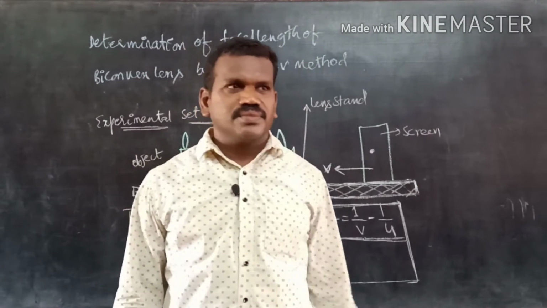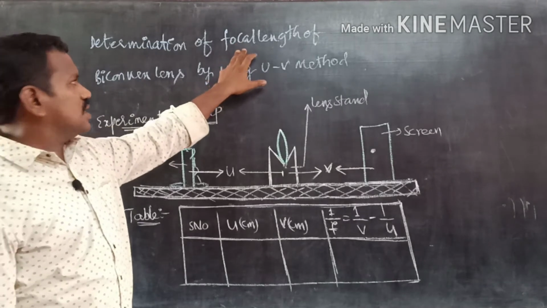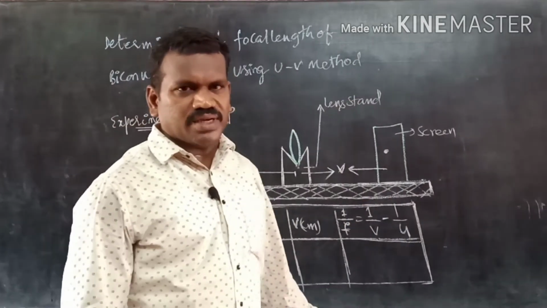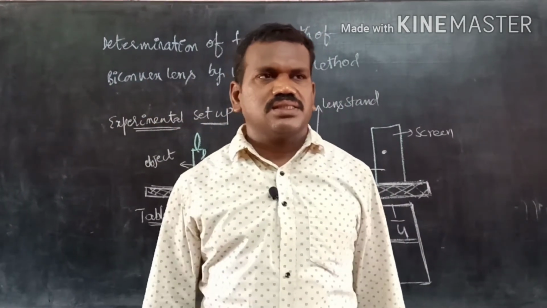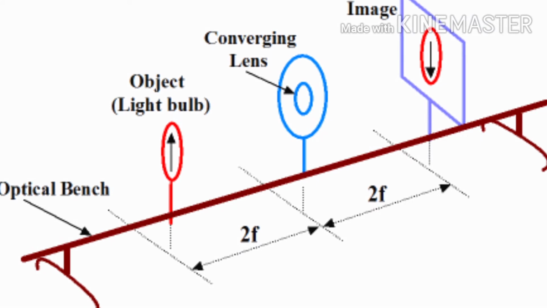Hi students, in this module we are going to discuss the determination of focal length of a given biconvex lens by using the UV method. In the earlier classes we already learned how to find the focal length of a convex lens, how to identify the images and how to study the properties of the images. In this module we are going to learn the focal length of the lens by using the UV method.